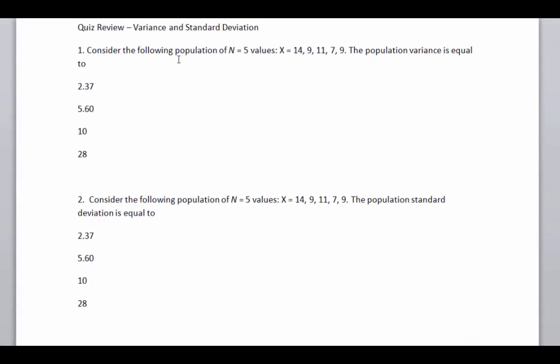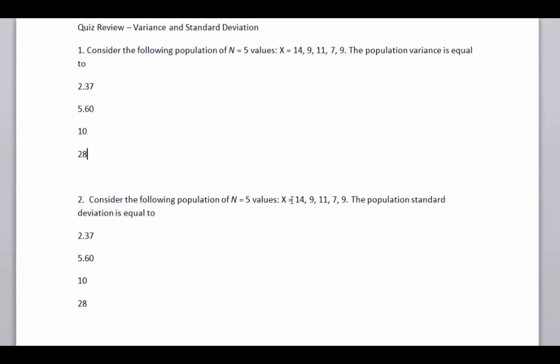In this video, we'll review the answers to the quiz on the variance and standard deviation. Now, the first question on the quiz asks to consider the following population of n equals 5 values, where we have 14, 9, 11, 7, and 9. And then here we're asked to calculate the population variance, and it's equal to one of these 4 values.